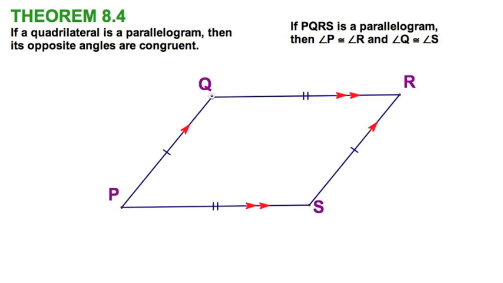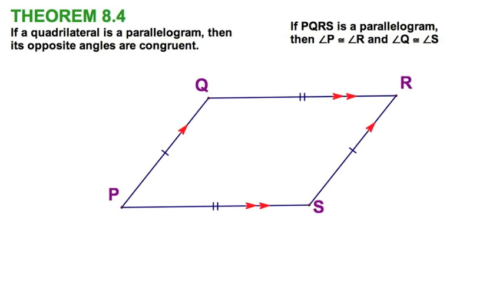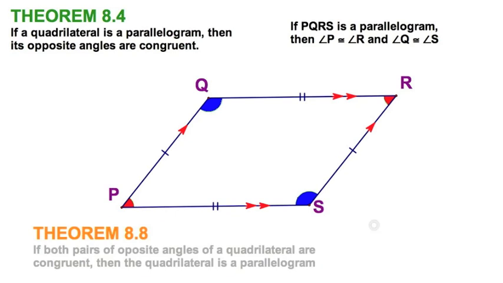So I'm starting here. I've got this figure, PQRS, again marked as a parallelogram. Let me color in those angles. The red angles are congruent, as are the blue. Just so you know, next section, you'll see the converse is also true. Now let's go back, and we're going to prove 8.3 and 8.4.